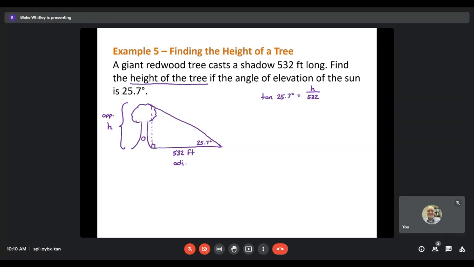Now to solve this, I'm actually going to move that 532 to the other side by multiplying. So we get 532 tangent of 25.7 degrees equals h. And at this point, 25.7 degrees is not one of those special angles from our table. So we are going to need to use a calculator to find this. Again, make sure your calculator is in degree mode, but then we can just put 532 times tangent of 25.7. And if we do that, we should get about 256 feet.